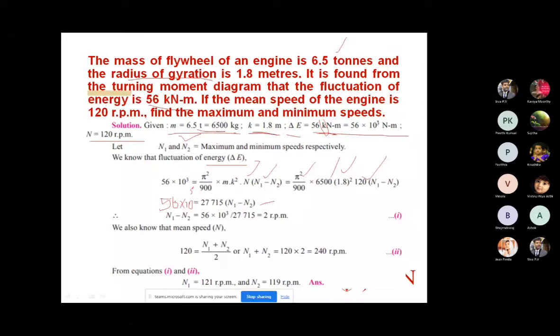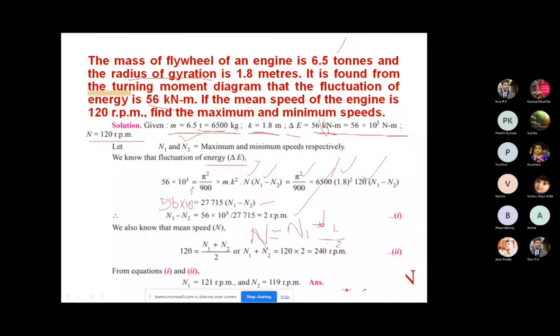27,715. So finally we will get the value of 2 RPM. So that is N1 minus N2. Now we know the formula N equal to N1 plus N2 divided by 2.